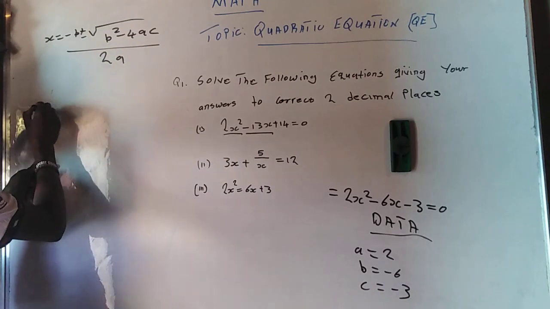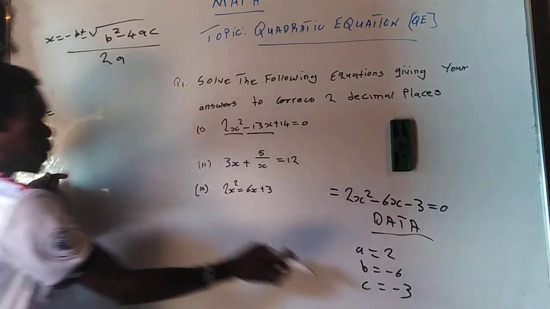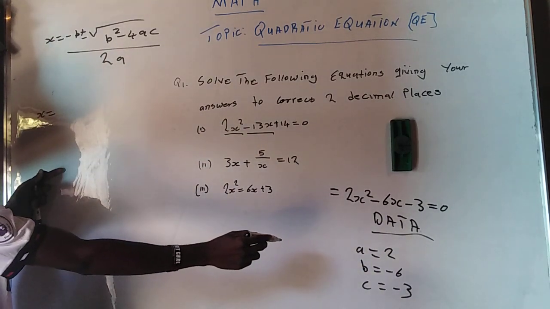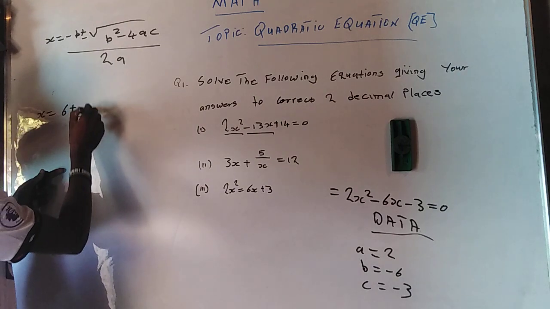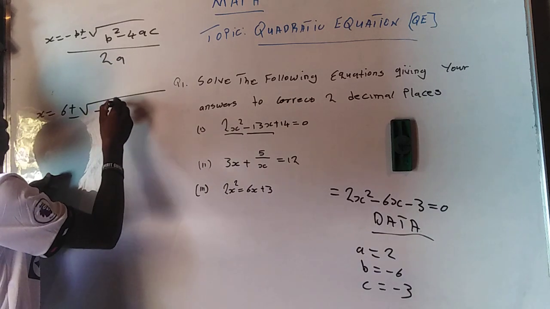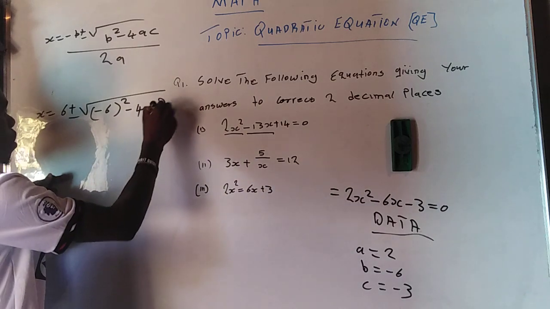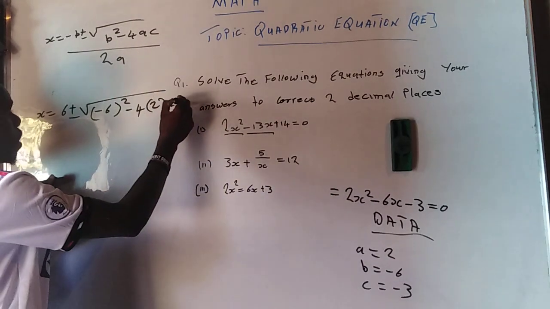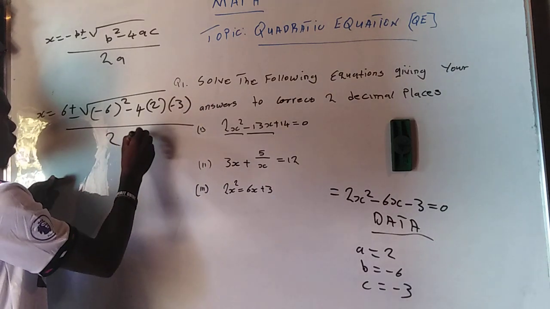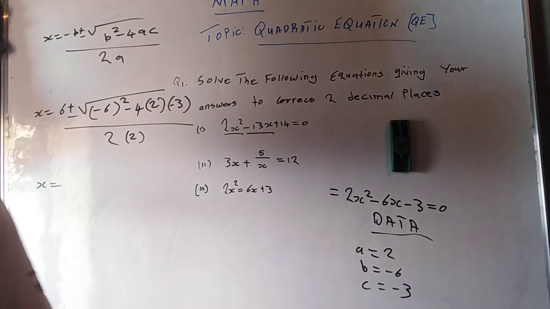So x is equal to negative... my b is negative here, so negative b is negative times negative, it's a positive. So the number there is 6. So 6 plus or minus the square root of negative 6 squared minus 4, times my A which is 2, times my C which is negative 3, over 2a, and my A is 2.